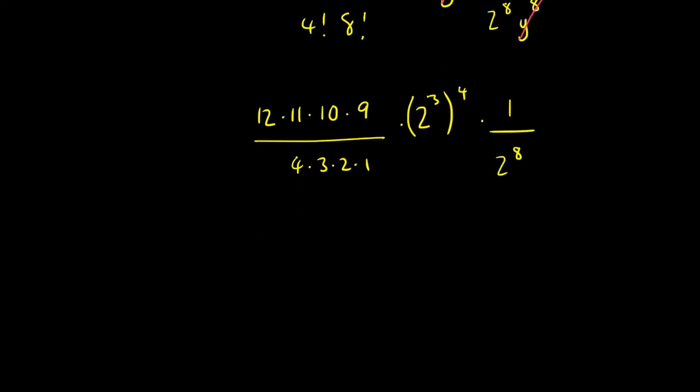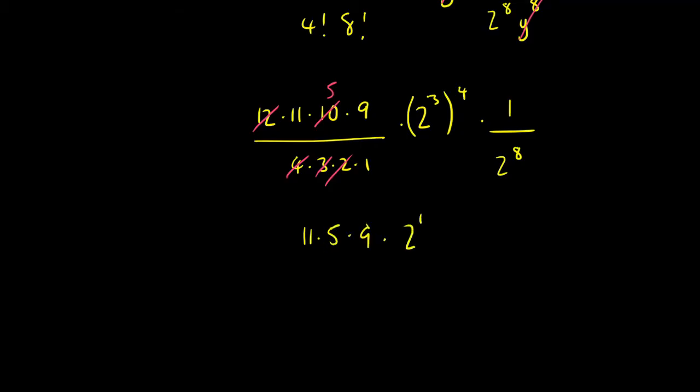So now let's try to cancel this off. Well, 4 times 3 is 12, right? So I can cancel off the 12. And I can divide top and bottom by 2. So the 10 becomes a 5. So if I was to simplify this, I've got 11 times 5 times 9.